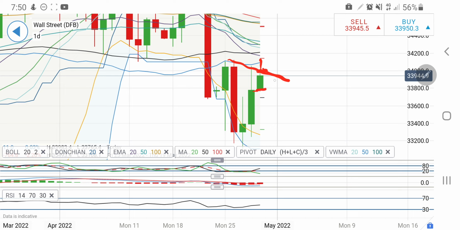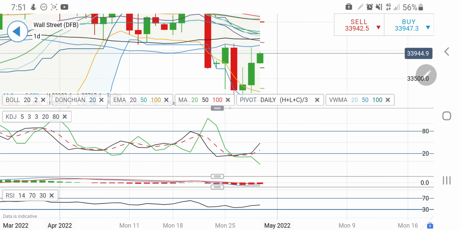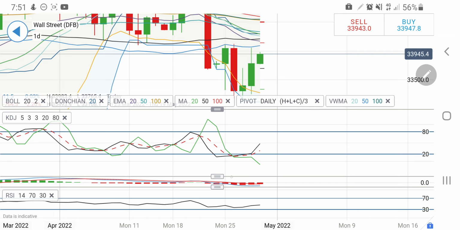At the same time, breaking 33800, you can go short. In between 33800 to 34000, don't take a position. Eliminate this 200 points. Below 33800, the target is going to be towards 33500 levels. So below 33800, one can take a short entry for 33500 levels.